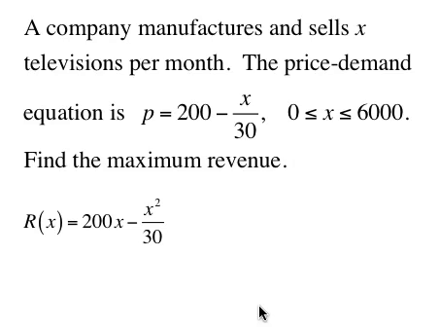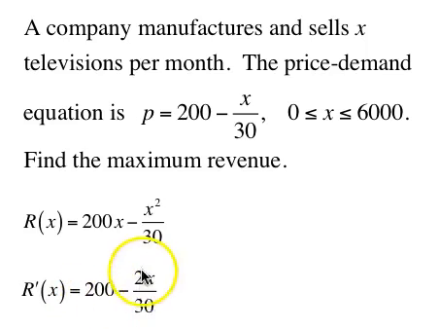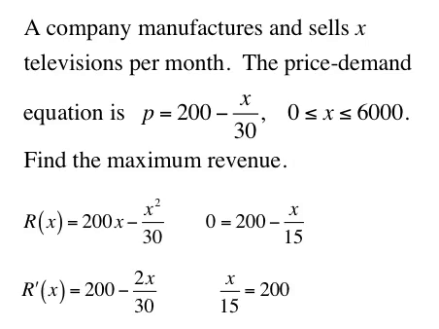So we'll take the first derivative of this function, which is r prime. So we have r prime of x is 200 minus 2x over 30, or 200 minus x over 15. We want to take the first derivative and set it equal to 0. So that'll give me x over 15 equals 200. Multiplying both sides by 15, we get x is 3,000.